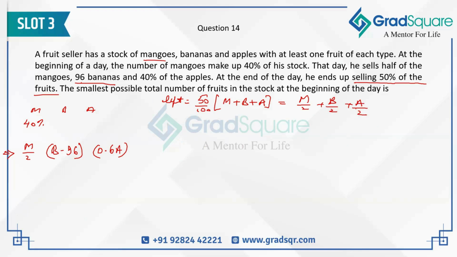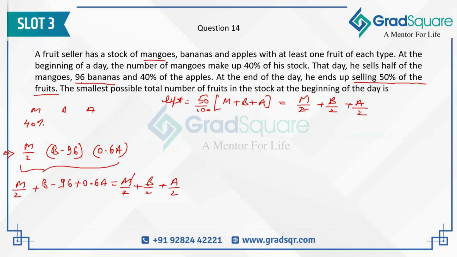I'm not saying A by 2 is left over. Leftover is 0.6A for apples. But total quantity, if I look at it, is half of the total starting quantity, and hence it is M by 2 plus B by 2 plus A by 2. That is the quantity left over. If we add these three values, we are again going to get the same value. And hence we can generate an equation: M by 2 plus B minus 96 plus 0.6A should be equal to M by 2 plus B by 2 plus A by 2.